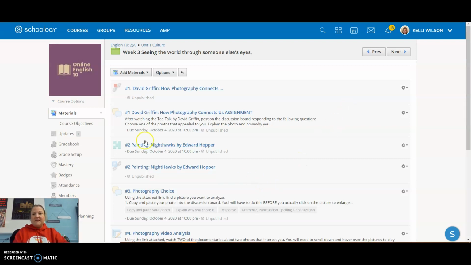Okay, this assignment is number 2, Painting Nighthawks by Edward Hopper. So you will find it again in the Unit 1 Culture folder, week 3, and we're still talking about how we see the world through someone else's eyes. So again, paintings and photography and videos.